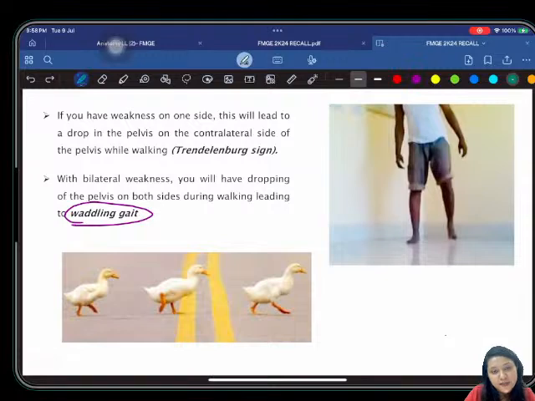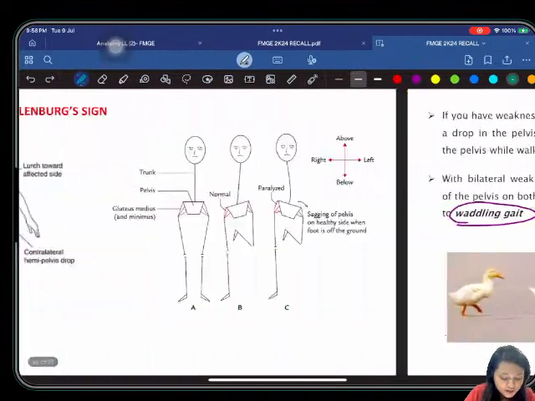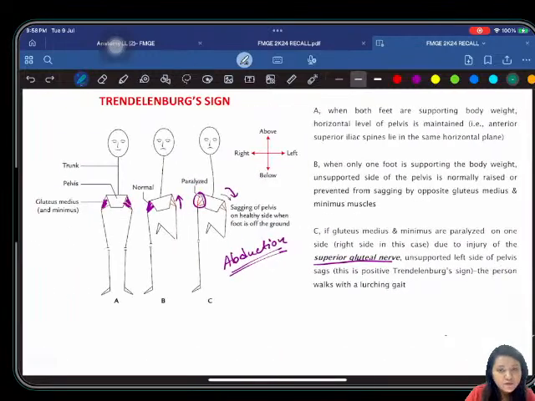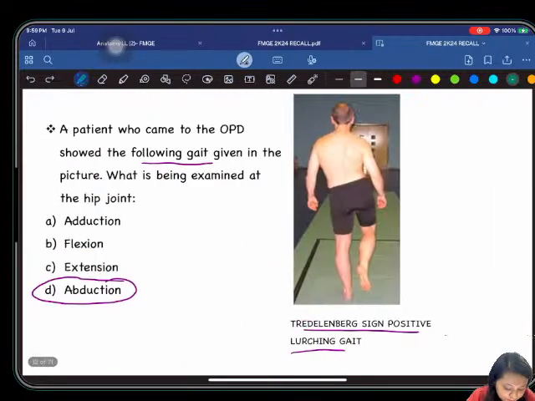Obviously the Trendelenburg sign, you can't miss that. If it is bilateral, you will have a waddling gait. If it is unilateral, you will get a lurching gait. And we see mostly the abduction of the hip joint. The sagging will be on the opposite side. Gluteus medius and minimus are involved, and the nerve supply is the superior gluteal nerve, and it is used to see the abduction of the hip. Okay, the answer will be abduction.